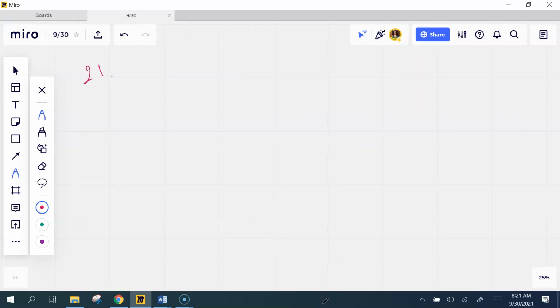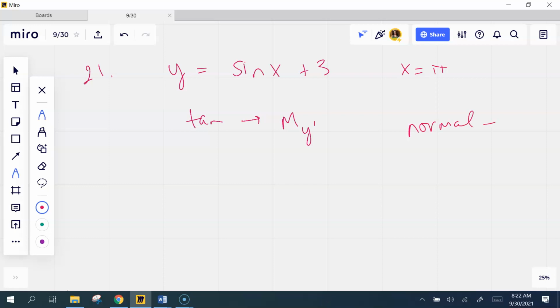21. Find equations for the lines that are tangent and normal to the graph of y equals sine x plus 3 at x equals pi. So the first thing I need to know is tangent. This would be the slope of y prime, right? Normal would be what? So it's right. That's what I was saying.